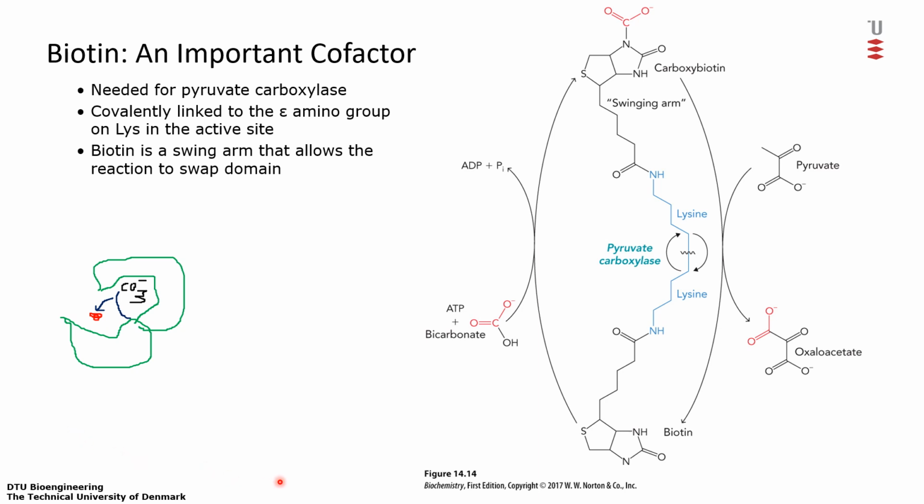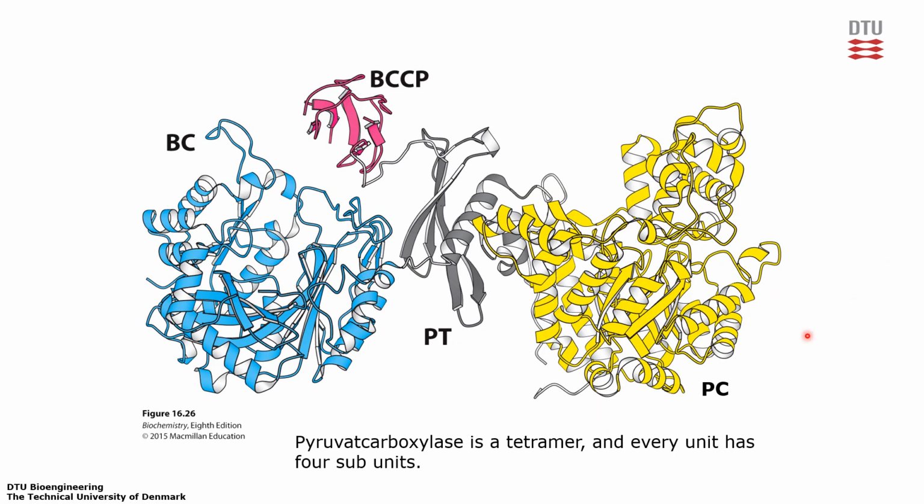So this is the actual reaction, and that's how the pyruvate gets the CO2 group on. This is a figure from one of our old textbooks where it's probably a bit easier to see what I just tried to draw before. This is the swing arm, which will then move from the BC domain over to the PC domain in this direction. The BC is the biotin carboxylase domain and the PC is the pyruvate carboxylase domain. So this is where the swing arm will actually work like this.